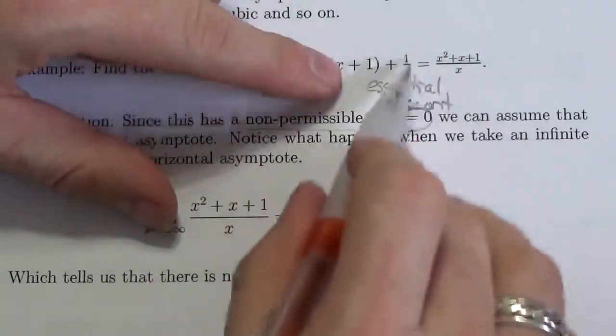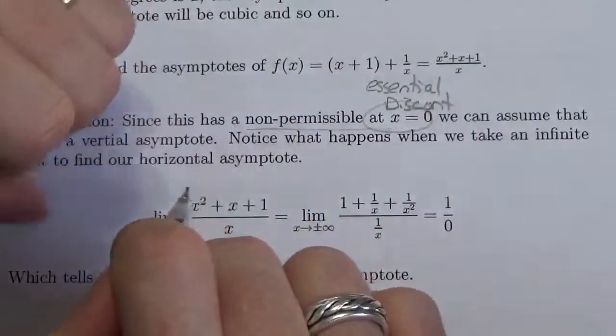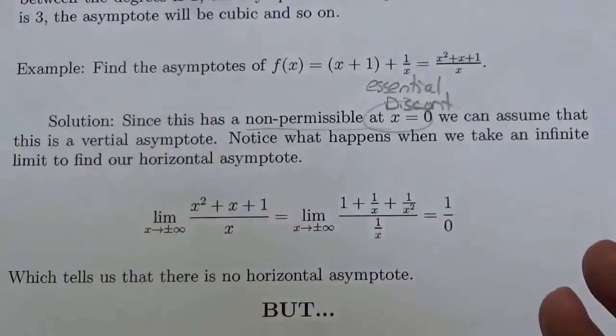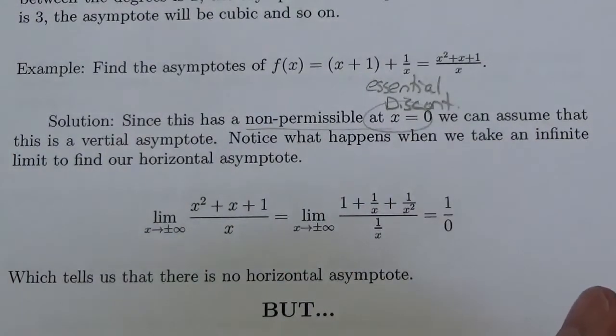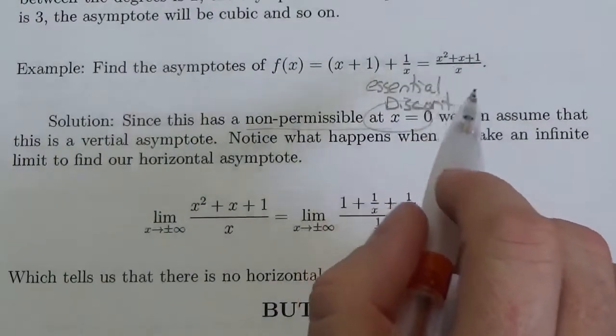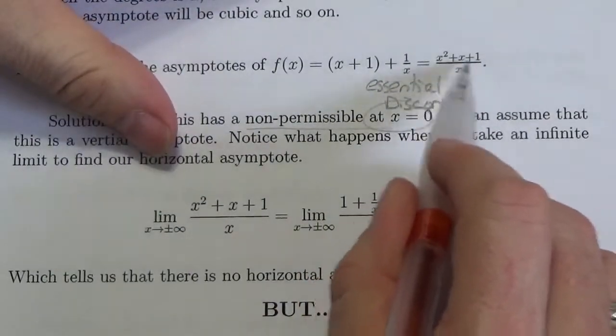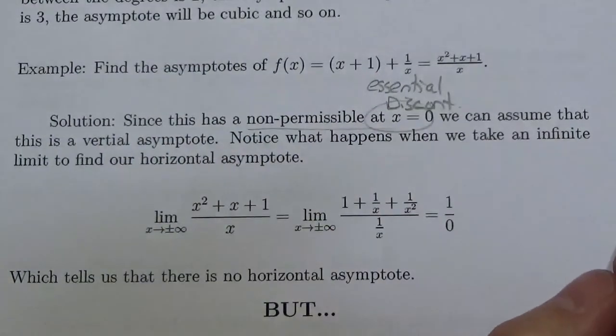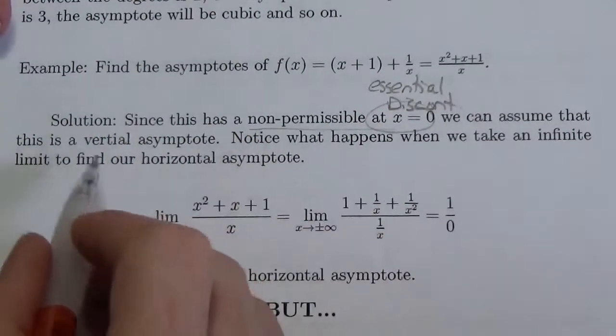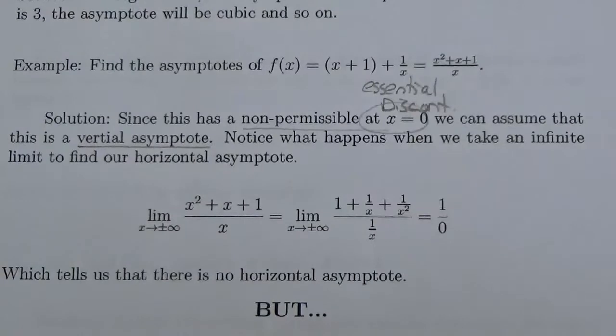Meaning that it's present there at the end. After I've tried simplifying the whole expression, I can't cancel that out. That x is stuck down there. I am stuck with it. So I am stuck with this x down here, meaning that I cannot allow x to be equal to 0, because that leads to a non-permissible. And that becomes our vertical asymptote. So that's pretty easy to find.